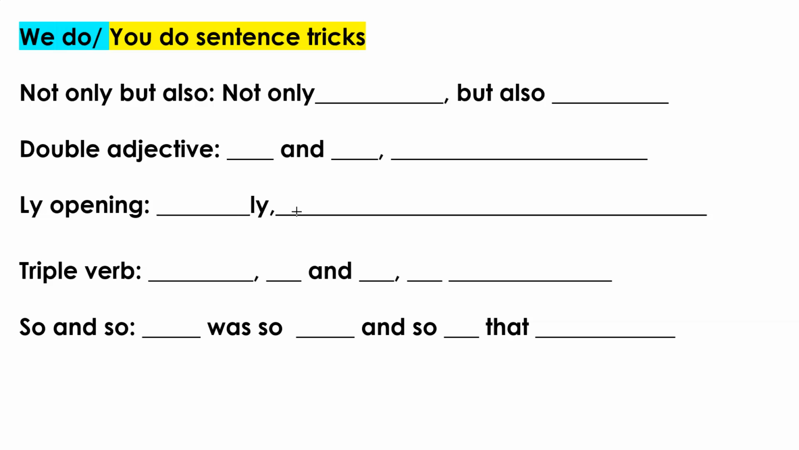So not only were the waves monstrous, but also menacing. Okay, so look at my double adjective, monstrous and menacing. The waves surged at the boat. Now, when we talked about the ly, I said the waves surged menacingly. So I'm ready to go. Menacingly, the waves surged at the boat.